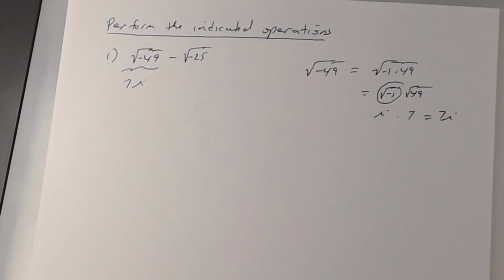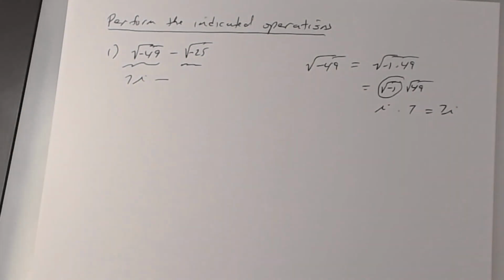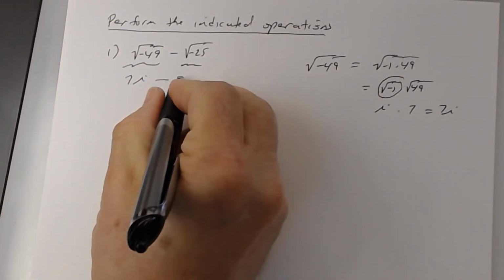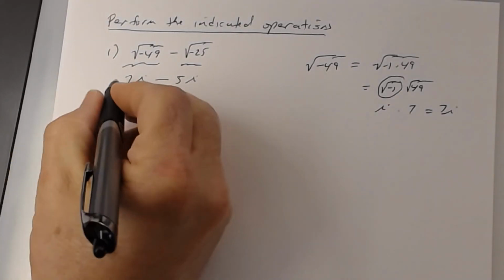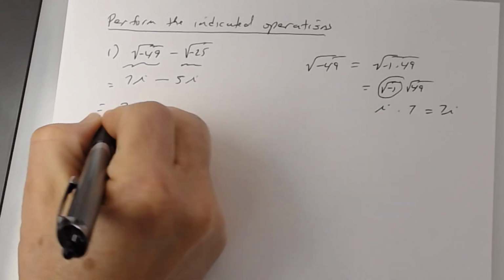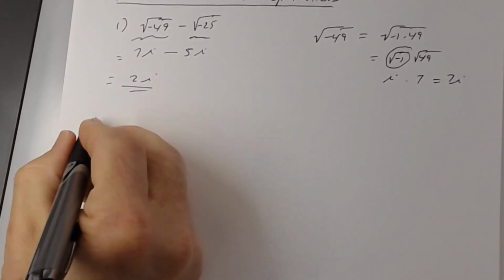So I get 7i, subtract. Now, what is the square root of a negative 25? 5i. Are those like terms? Yes. So what's 7i subtract 5i? 2i, and that's your answer. That's what you would write. Okay? Number 2, suppose I had this.